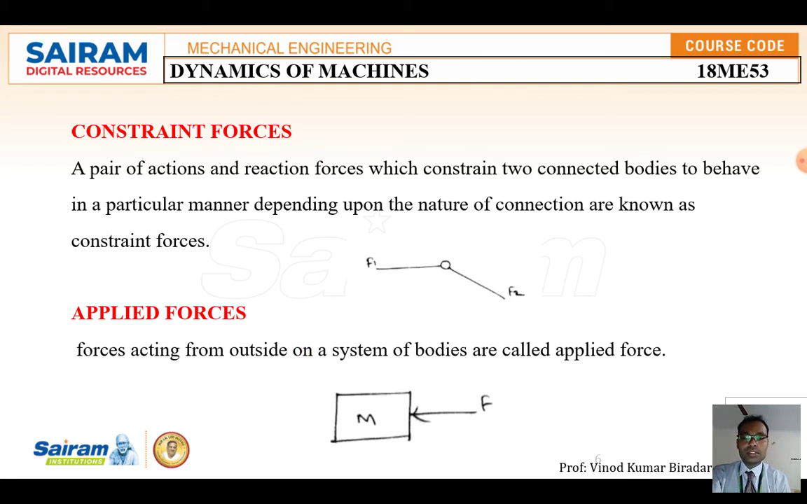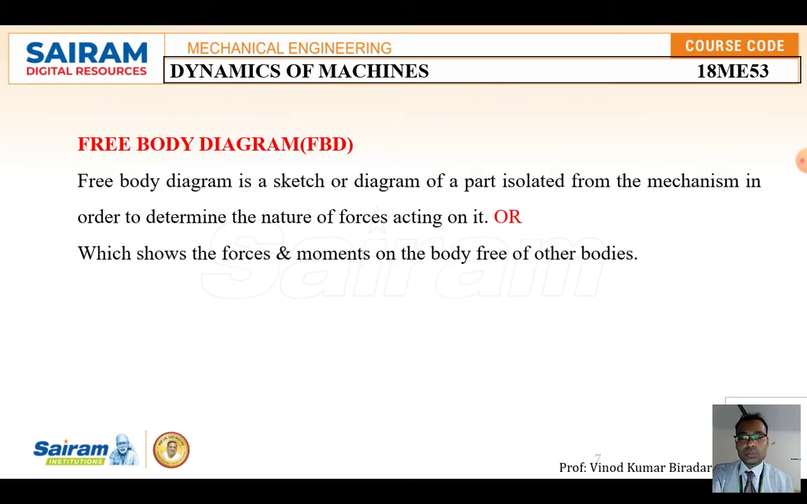These four definitions I am going to use while solving problems, and that's why I am defining them. So next one is the free body diagram, shortly denoted as FBD. This is very important while solving problems. FBD, the free body diagram, is a rough sketch or diagram of a part isolated from the mechanism in order to determine the nature of forces acting on it. That is called a free body diagram.